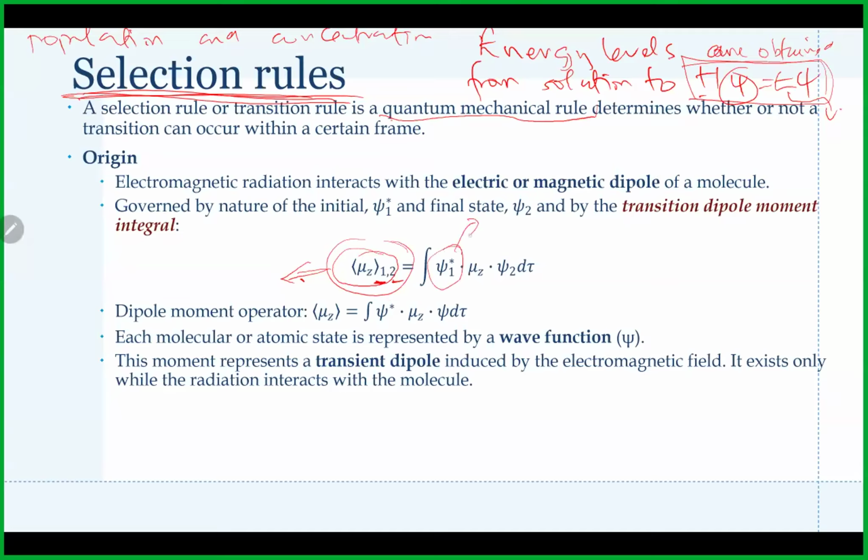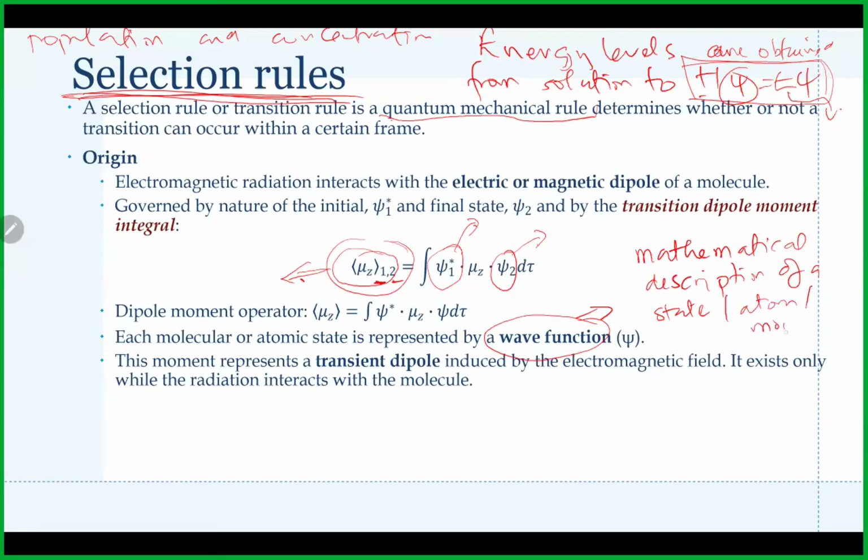State 1 is characterized by this wave function. State 2 is characterized by this wave function. What is a wave function? Recall, wave function is the mathematical description of a state, an atom, a molecule, or all these little particles. Interestingly, the truth of the matter is you and I, we all have our wave functions. It's just that they are very complicated to derive.